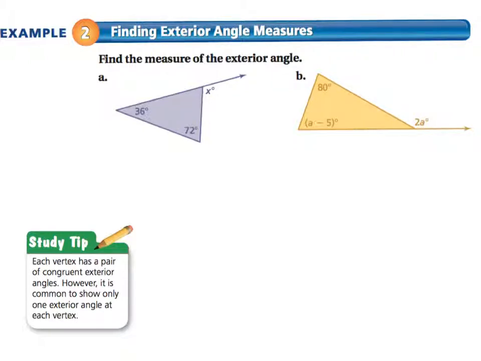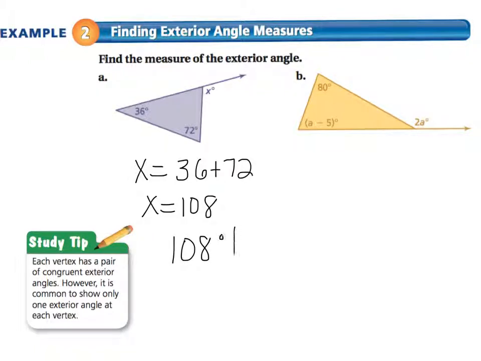So A, x is going to equal the sum of 36 and 72. So x is going to equal 108. Notice this problem. This is one of those geometry things that a lot of students make a mistake on. This is not asking for the value of x. If it asked for the value of x, you would tell me 108. It's asking for the measure of the exterior angle. So the measure of the exterior angle will be 108 degrees. You don't need to put a degree symbol next to the x because it's already up here in the picture.